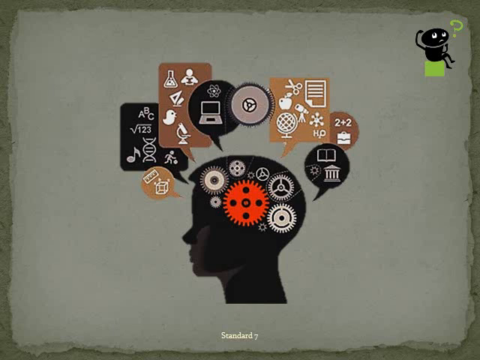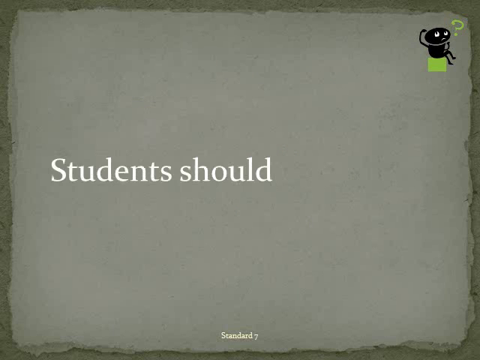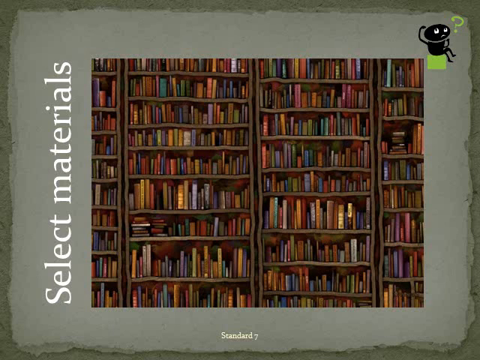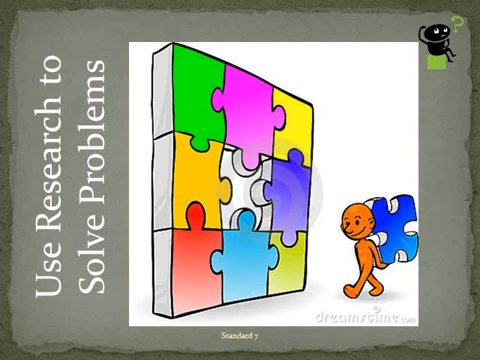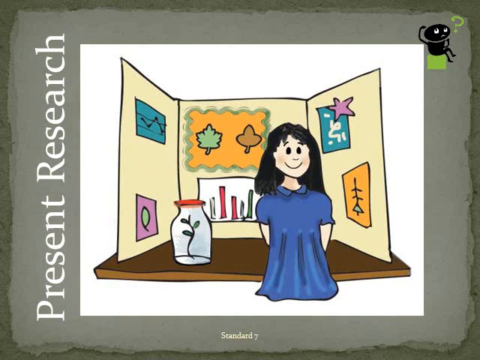So, how does this standard help us know what to teach? The ultimate goal of this standard is for students to be able to select appropriate material and evaluate sources to conduct authentic, credible research, to integrate information from diverse media and in varied formats, to put research together to find answers and solve problems, and to present research in writing or in speaking.